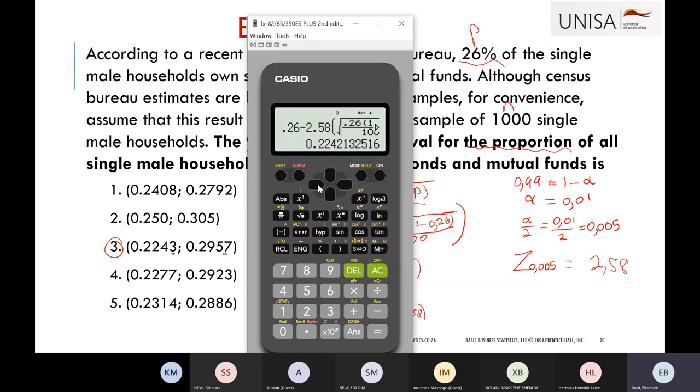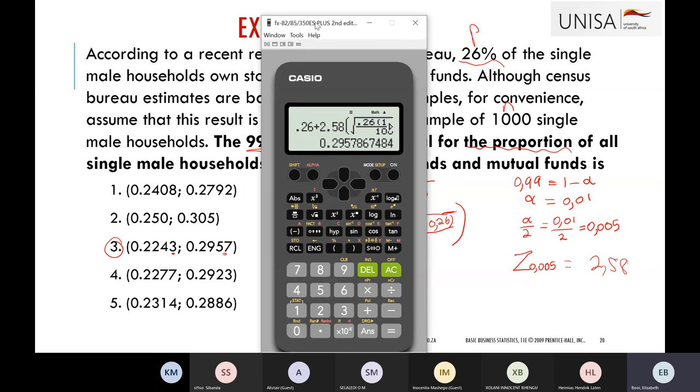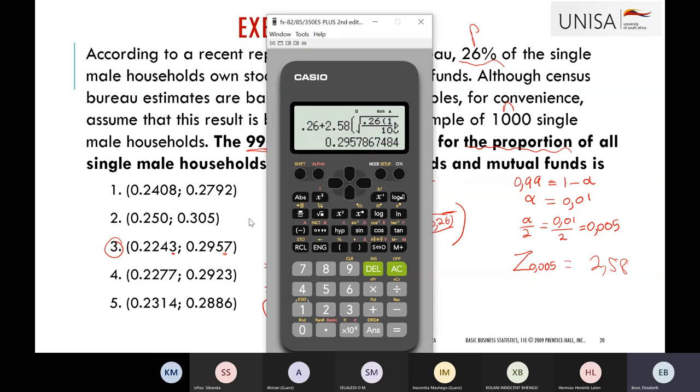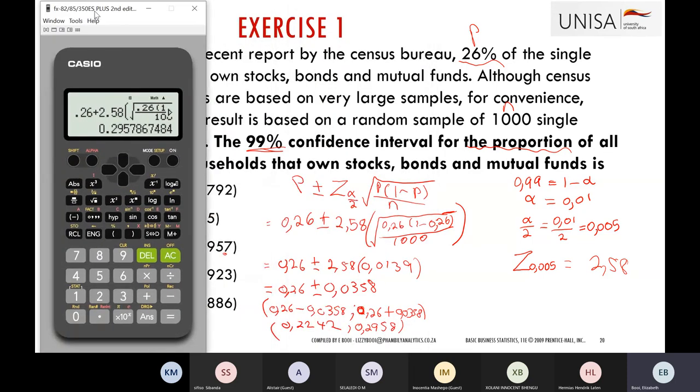So let's say we want to do the plus and also check. I just use my arrow to go and change the minus to a plus. Go back one step, delete, put the plus and equal to find my answer. And the answer is 0.2958. So this one, they also didn't round off correctly because it should say 58. And that's how you use your calculator and how you find the confidence intervals manually.